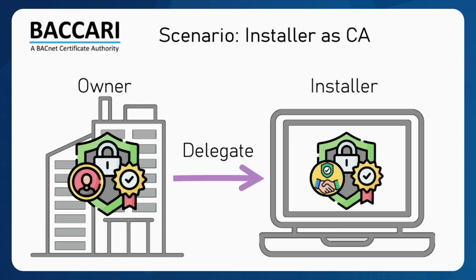The first scenario is not the most secure, but is likely to be the most common. So we'll start here. In this scenario, the installer becomes a trusted delegate of the building owner and is given permission to create BACnet SC certificates without further involvement from the owner. Let's see how that works.